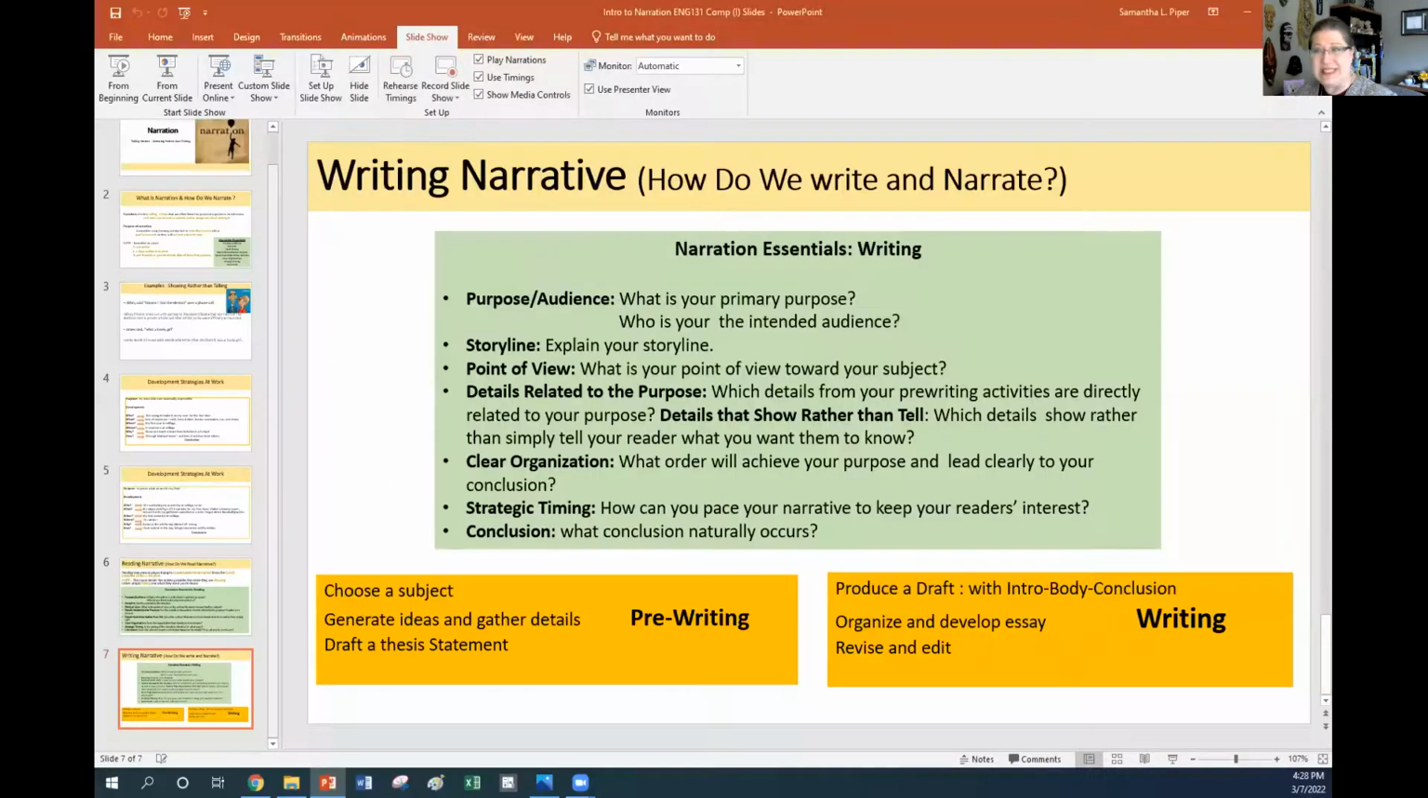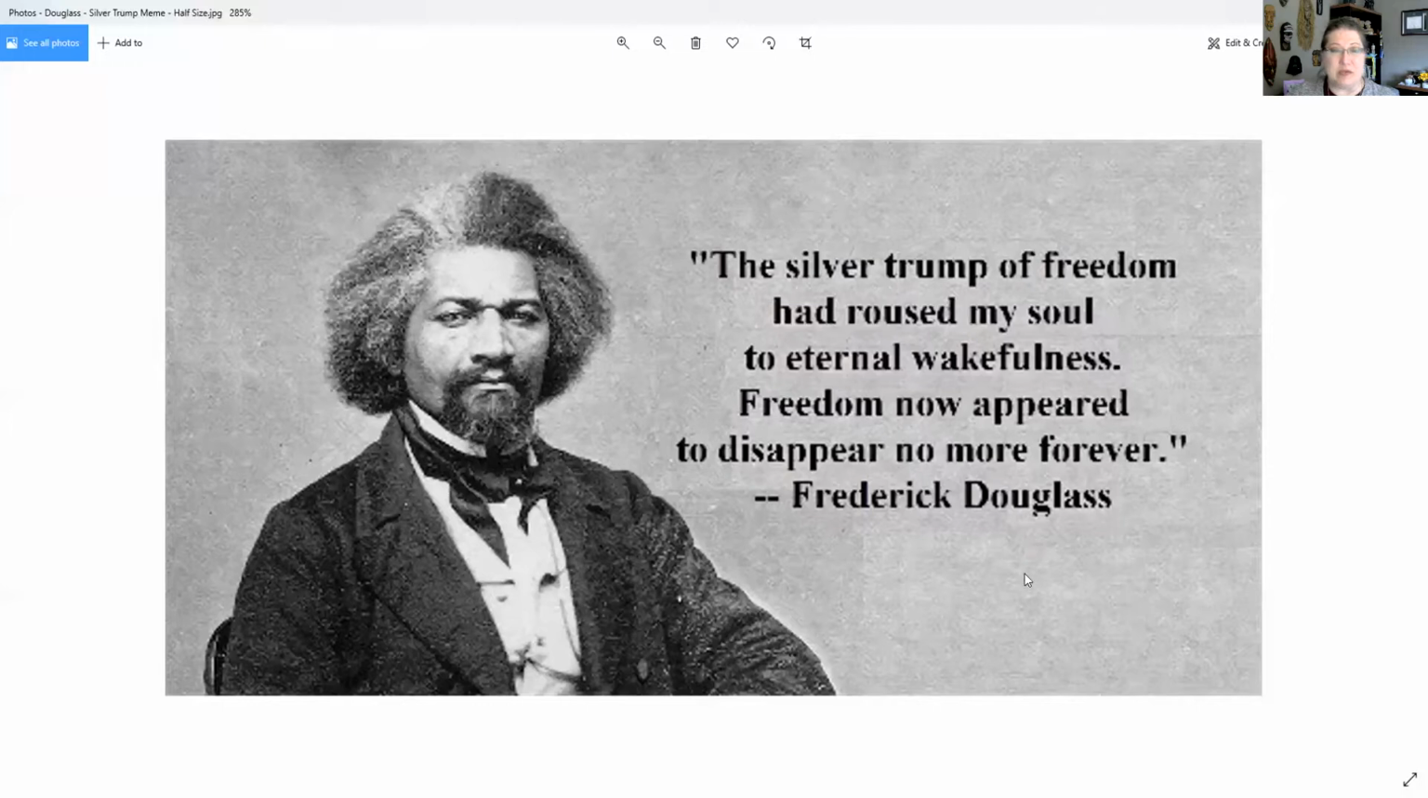Let's take a look very quickly. I've got an image for you that's going to show you Frederick Douglass real quick, if I can get it up. This is a quote from the text, and there's a lot of images. You can Google Frederick Douglass and you're going to see it.